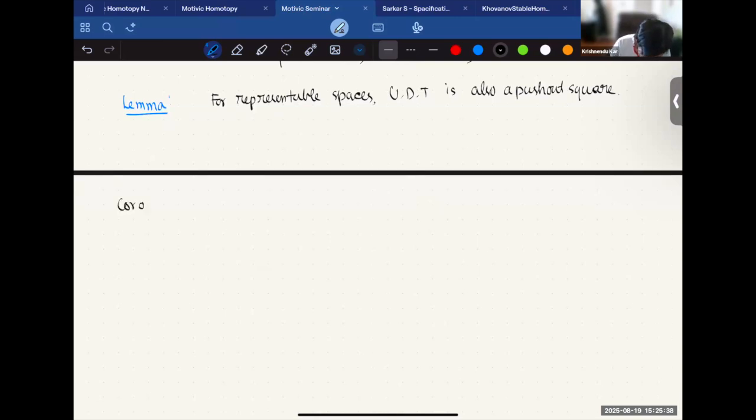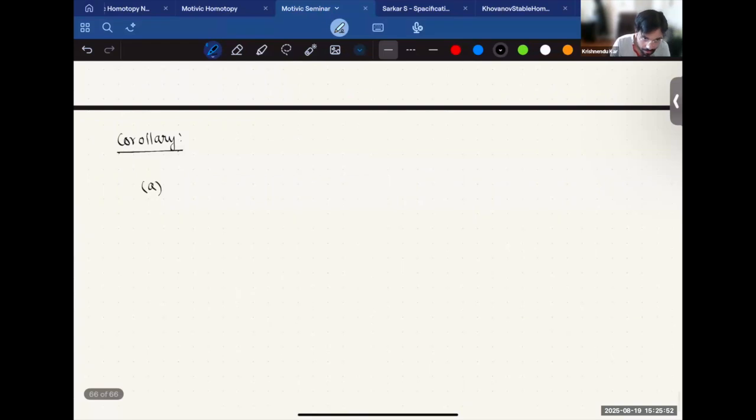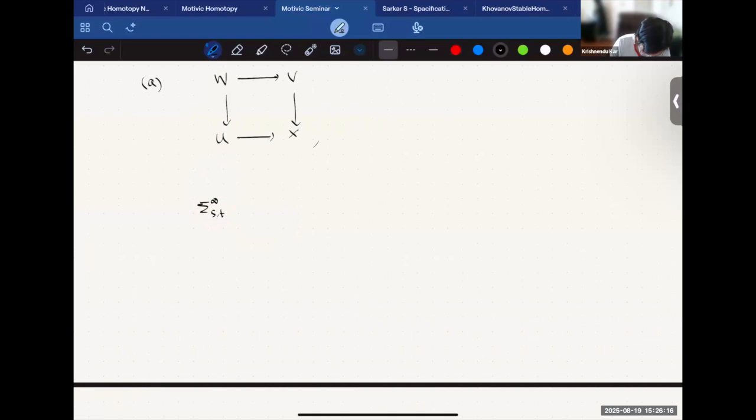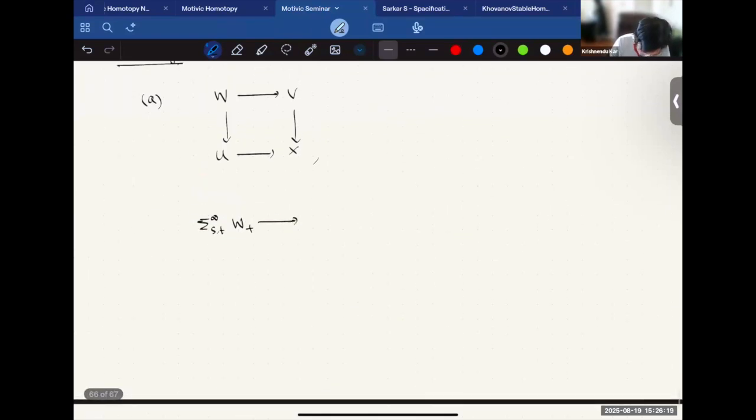These are corollaries. There is a distinguished triangle in SH(k). First let's prove part one. If we have an upper distinguished square U, V, W, X, then we have the following distinguished triangle. Basically, you get the Mayer-Vietoris sequence.